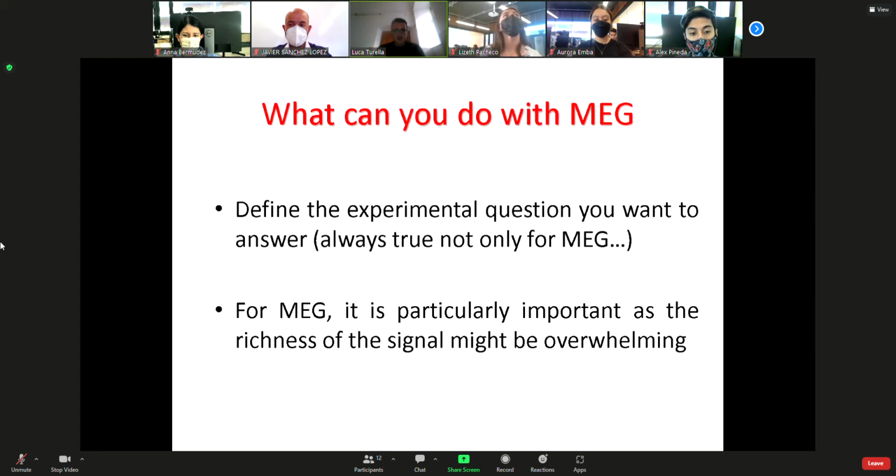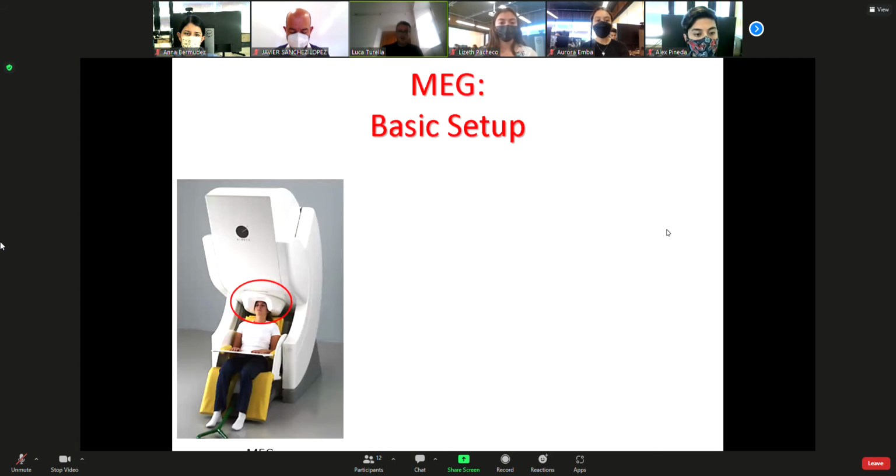As I say many times, this is particularly important for MEG, because we will see that the signal that we get from MEG and EEG is so rich, so full of features, because it changes really fast in time, that it's very difficult then to focus on the part of the signal that we are interested in. But we will go through this later. So this is to start with how MEG works.